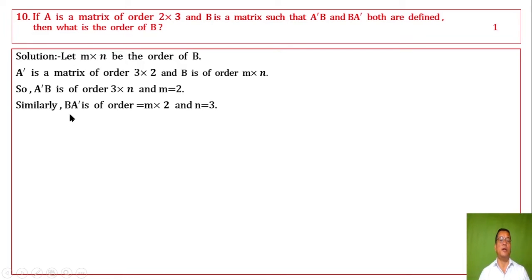Similarly, the product B into A transpose is of order what? A transpose is 3 by 2 and B is M by N, and we have N equal to 3. So the order of B is 2 by 3.